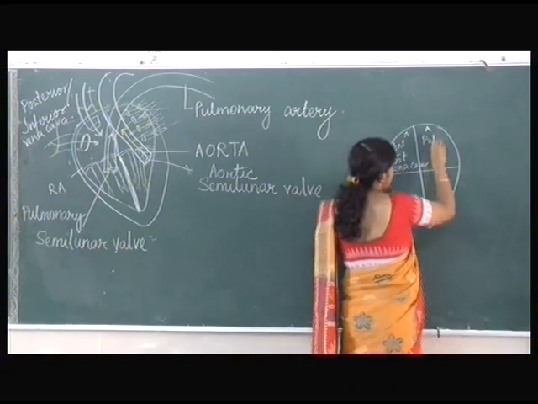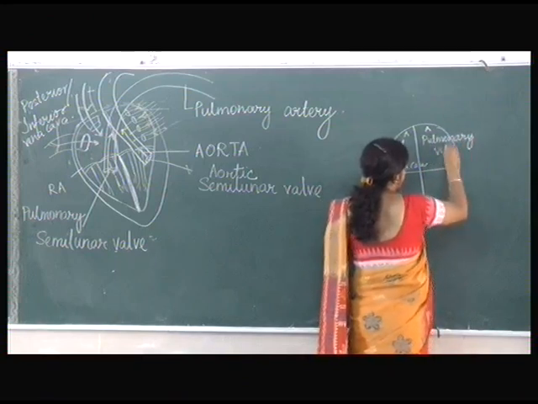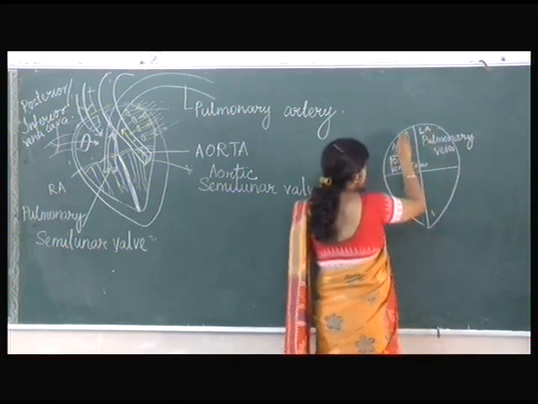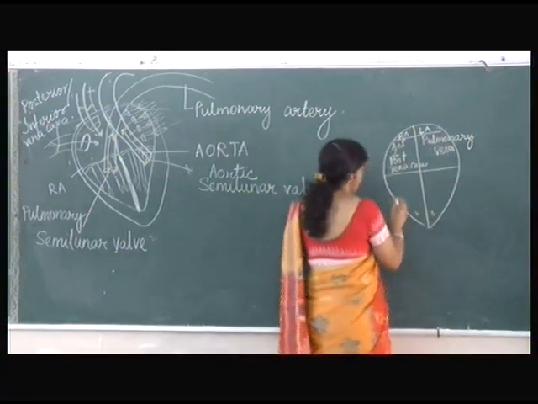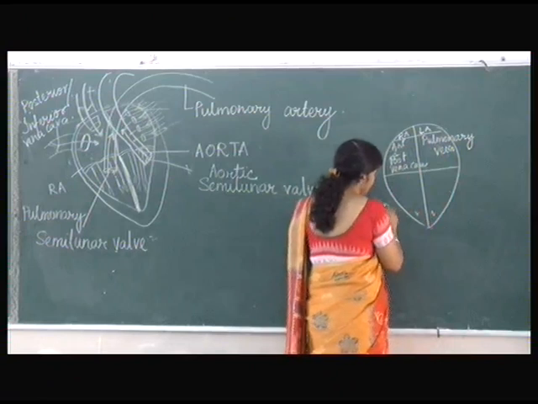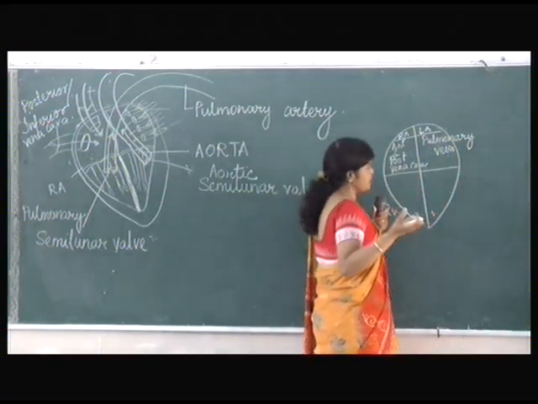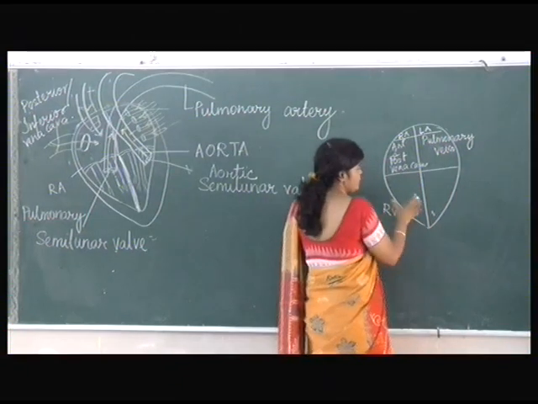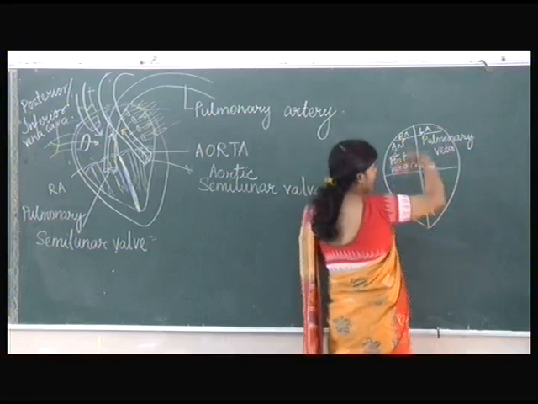Auricles receiving blood, so it again has to be a vein. So it is the pulmonary vein. This is the left auricle, this is the right auricle. Is it clear? Now we come to the right ventricle. Ventricles are the distributing chambers. Distributing means it has to send blood away from the heart, out of the heart.